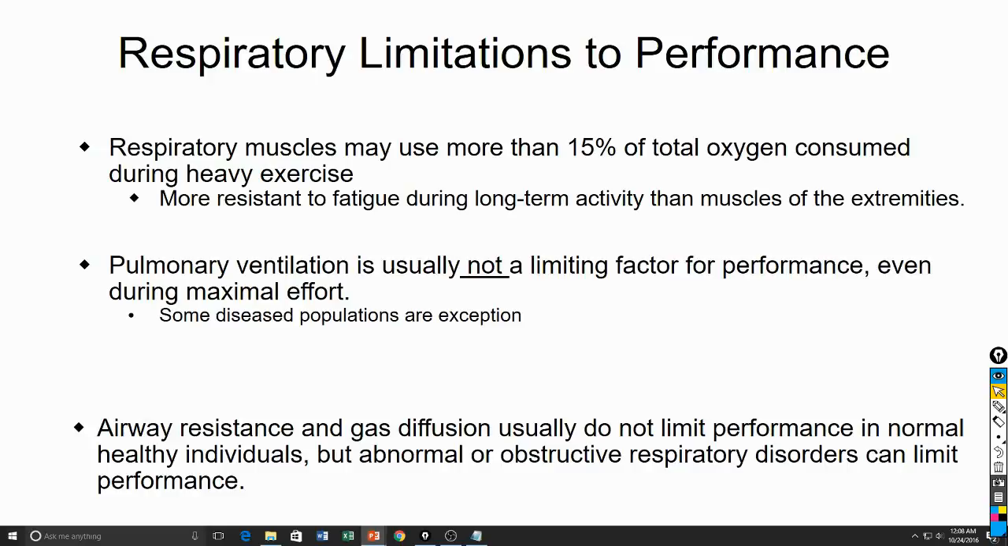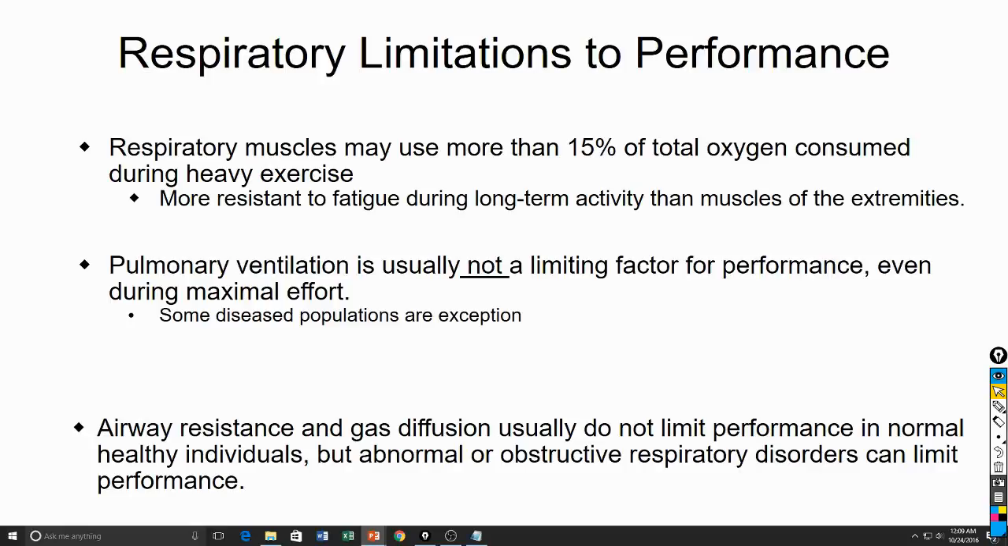Okay. So if we look at this in respiratory muscles, or rather the muscles dealing with your ability to ventilate, they account for 15-ish% of the oxygen being consumed during heavy exercise. Okay, it can be more in some cases, but about 15%. In extremely long-term activities, you could actually see fatigue in these muscles, which would hurt your performance.